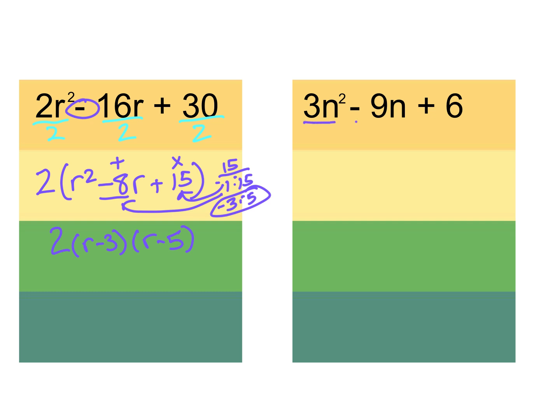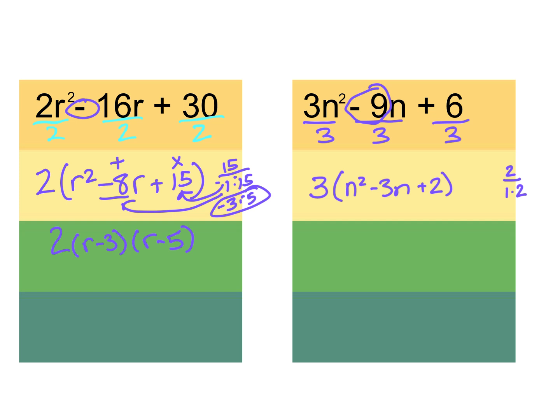All right, the next one, what can I divide by? Oh, 3, that's right. Let's divide it by 3. So again, the 3 comes on the outside. I have n squared as my first term. Negative 9 divided by 3 is negative 3n. And 6 divided by 3 is 2. All right, so what multiplies to be 2 and adds to 3? Well, the only thing that could work, because it's prime, is 1 times 2. And it does equal 3, but it doesn't equal negative 3.